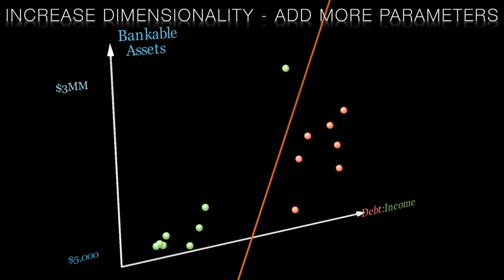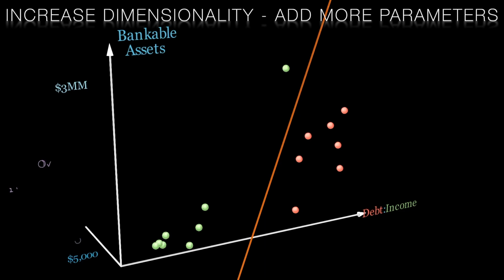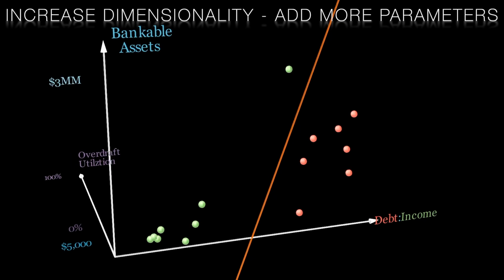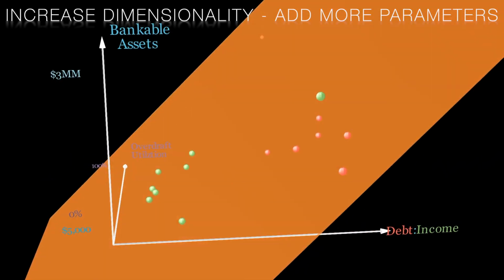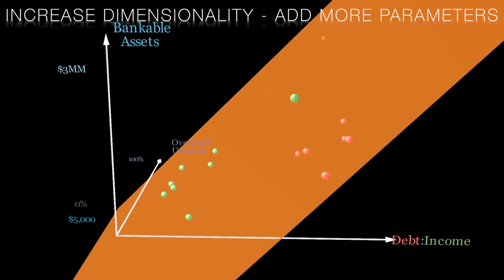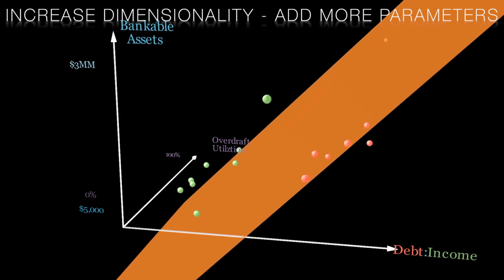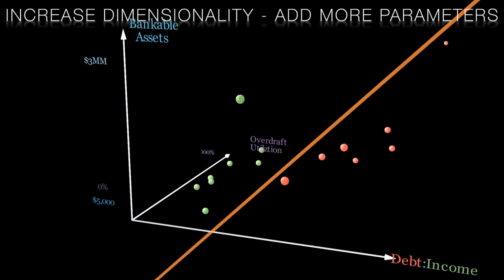And we'll add other dimensions to our data set. In this case, we're adding an overdraft utilisation parameter. Now our data is in 3D and the decision boundary becomes a 2D plane in this 3D space. Again, here you can see a wide margin between the defaulted and the loan repaid groups.